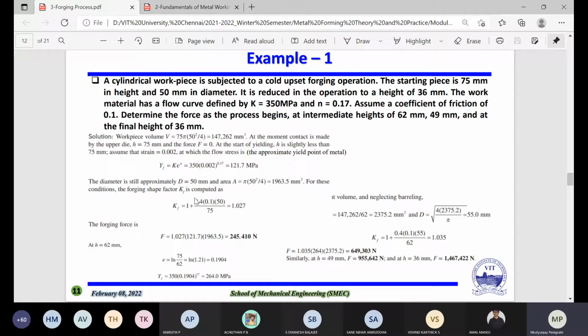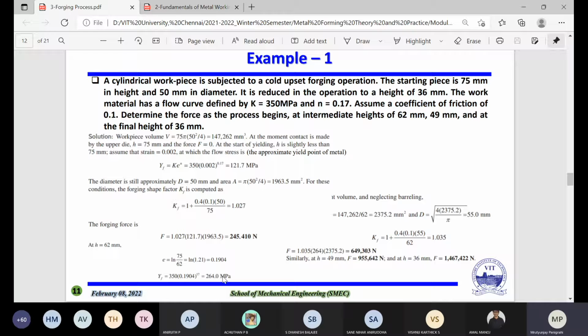You will not assume here. We assumed in the beginning because you do not have the strain there, since it was asking to determine the force as the process begins, when it started. At that time it is asking what the force is. Then we calculated YF with the help of that equation, and you will get 264 megapascal.